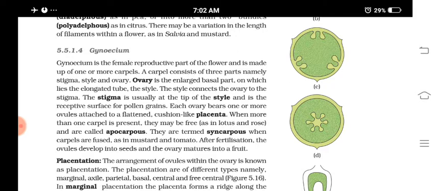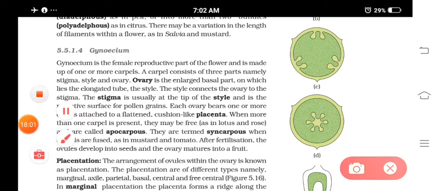Understood? So when there is more than one carpel, and if they are free, example is what? In lotus and rose. That is known as apocarpous. So what do you mean by apocarpous? If the carpels are free, then we call it what? Apocarpous. And if the carpels are united, then we call it syncarpous.